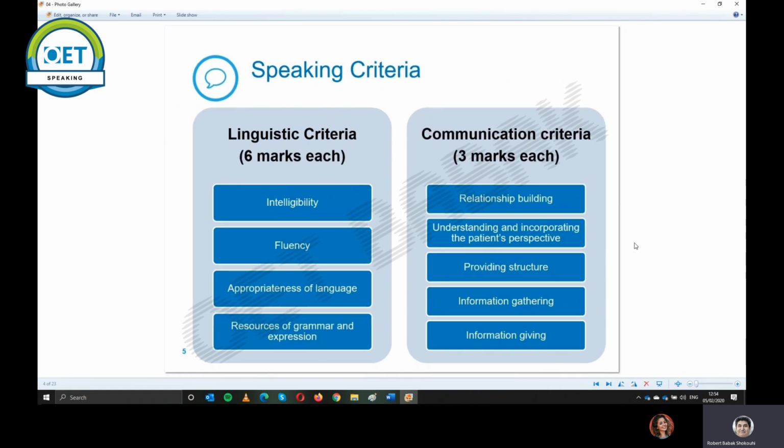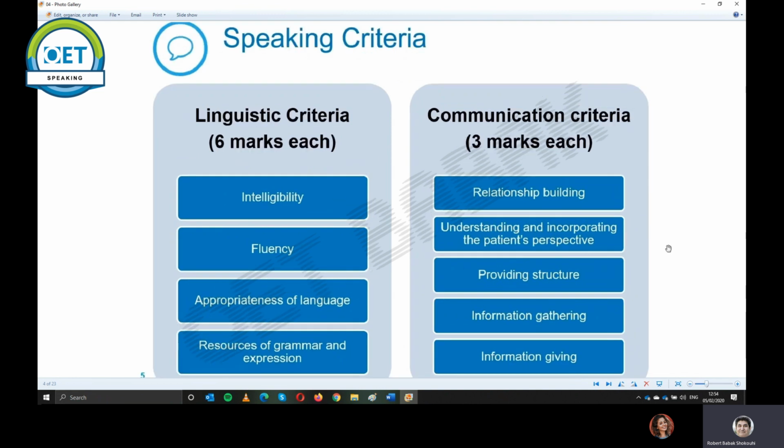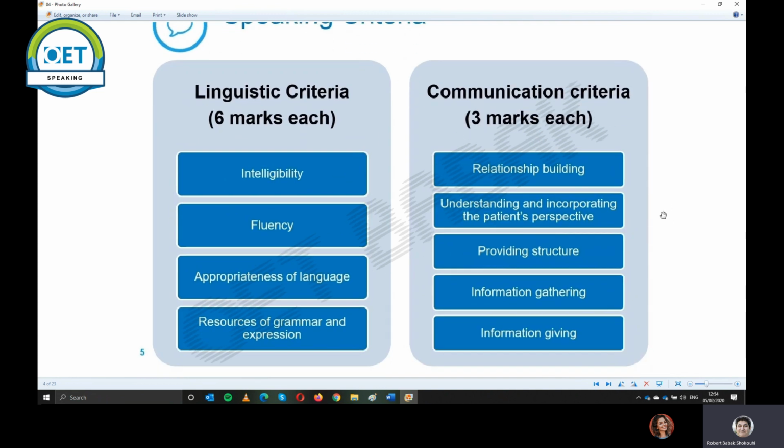The speaking criteria, well, basically, the speaking criteria is now this, and it's got two sections. The first part is the linguistic criteria. It means the language, and that is intelligibility, means how well someone can understand you. Fluency, how fluent you can speak. Appropriate language, and resources of grammar and expression.